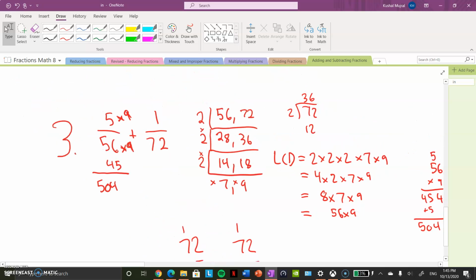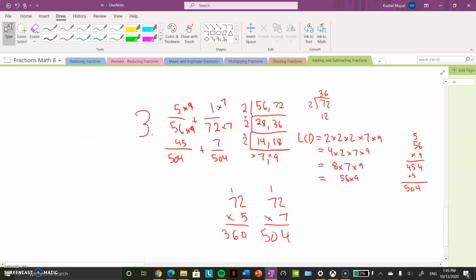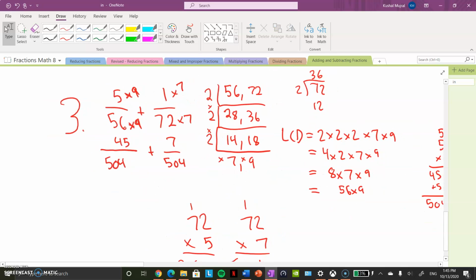So we're going to have to multiply the top by 7 and the bottom by 7. So this becomes 7 over 504. We want to add these two. 45 over 504 plus 7 over 504 becomes whatever 45 plus 7 is, which is 52, on top of 504. Divide the top by 2, the bottom by 2. Actually, we can divide the top by 4 and the bottom by 4.